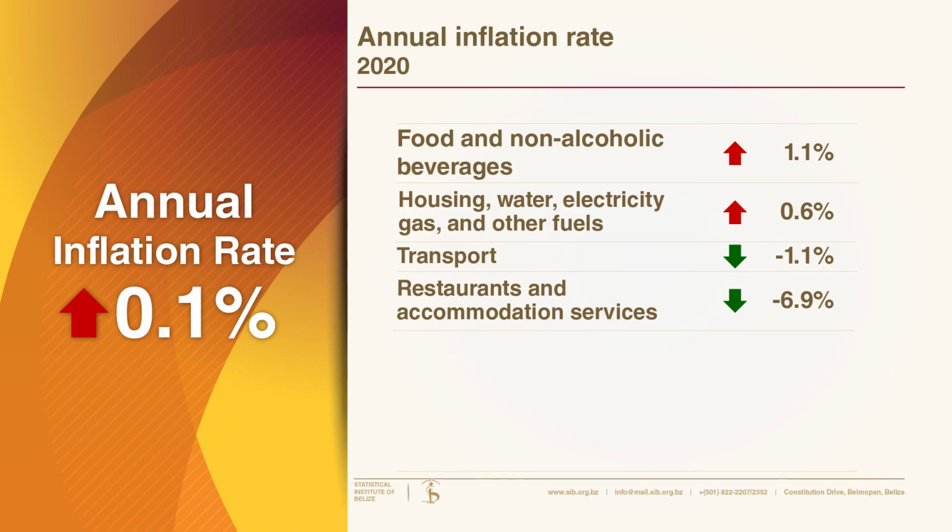Across the various categories, the most significant change was seen in the food and non-alcoholic beverages category, which rose by 1.1%. Within this category, higher prices for fresh vegetables such as cabbage, lettuce, tomatoes, and onion were recorded. In addition, the housing, water, electricity, gas, and other fuel category saw a small increase of 0.6% for the year 2020. This was due to a rise of 1.1% in home rental costs, which was partially offset by a fall in liquefied petroleum gas prices for the year when compared to 2019.